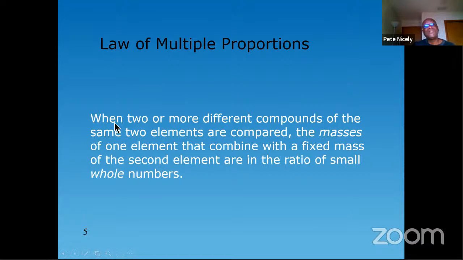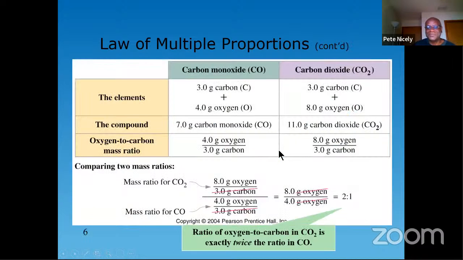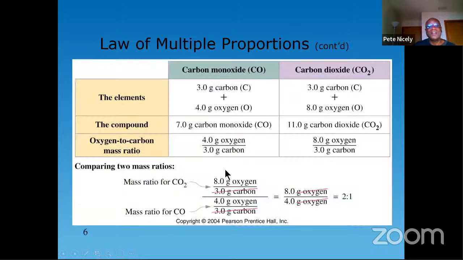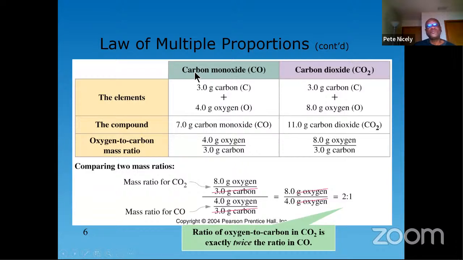So it says, when two or more different compounds of the same two elements are compared, the masses of one element that combine with a fixed mass of the second element are in the ratio of small whole numbers, all right? So let me try to explain what all of this is saying by using the example that will be on the next slide. So here we have two compounds, carbon monoxide and carbon dioxide, right? They're both made up of the same elements, all right?